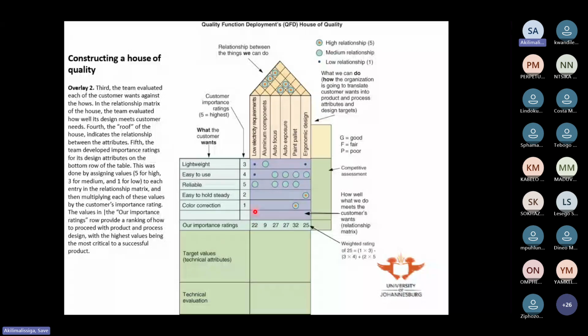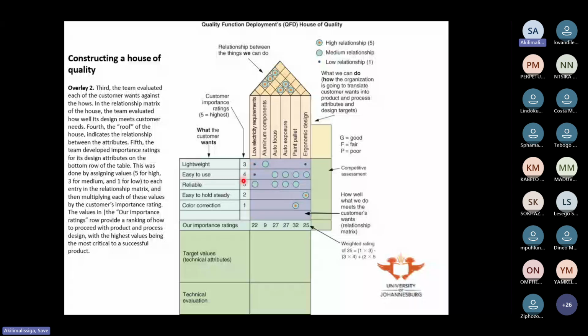Here there are no symbols, so you leave it like that. So your focus will always be where there is a symbol or a relationship symbol. So here you're going to take 3 times 1 plus 4 times 1 plus 5 times 3. And if you add all that, you should be able to get 22. So let's just do that quickly.